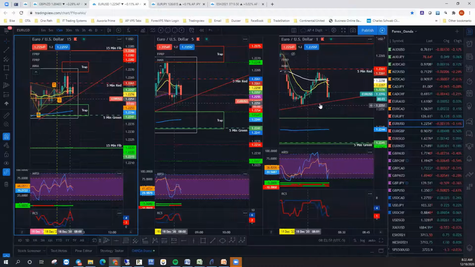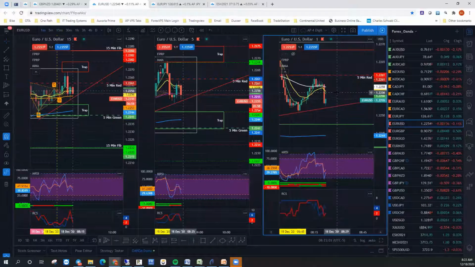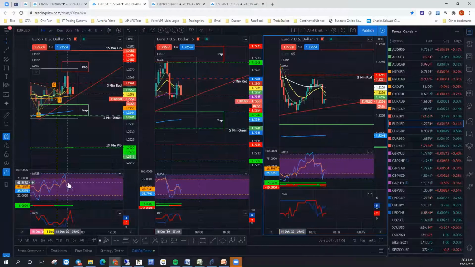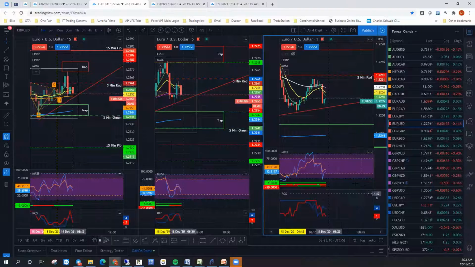It's somewhat respecting this trend line right here. It is. I still think it's going to go lower. Well, you have all of our RSIs on the 15 and 5. They're still pointing down. They're crossed over. They're both pointing down. So there's still some downward pressure.